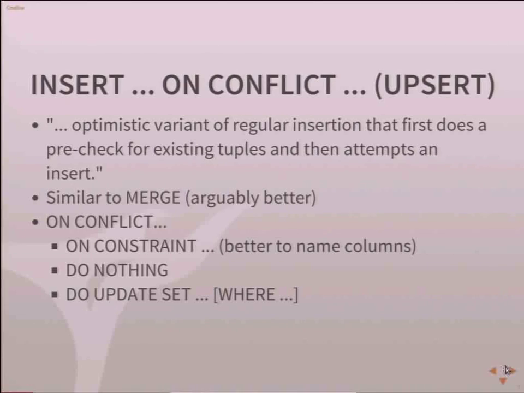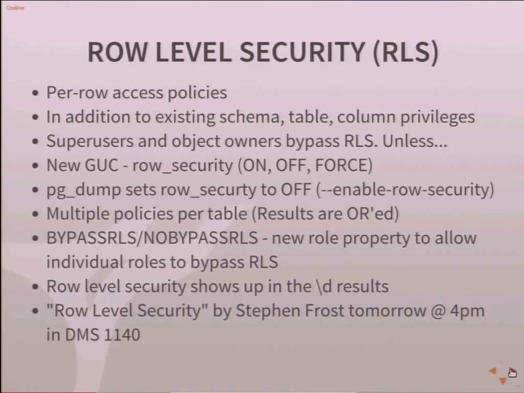So the next new feature is row level security. This is in addition to all the schema, table, and column privileges that are already there. Now you can get down to row level security. Yes?